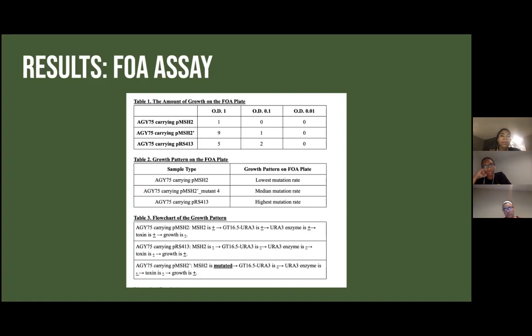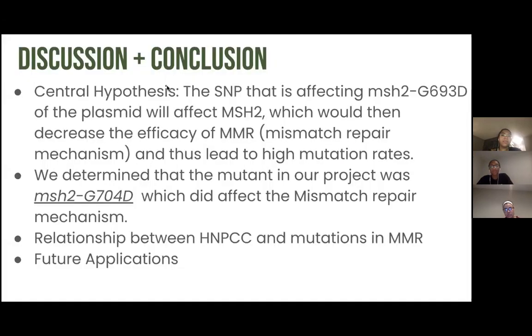Finally, we were trying to test what would happen to our mutant type pMSH2, and it was found that it had a growth of 9, 0. This means that it acted closer to the pRS413, which tells us that the pMSH2 mutant actually had a mutation or a single nucleotide polymorphism that did impair the mismatch repair mechanism, making it unable to fix those frameshift mutations, thus allowing the yeast to grow because of that non-functional protein.